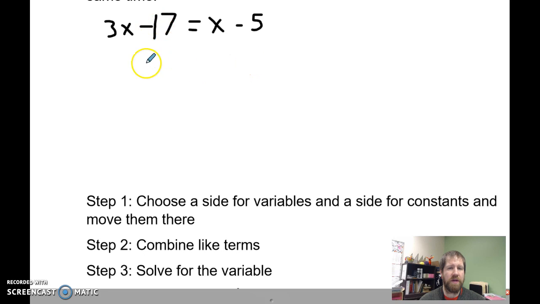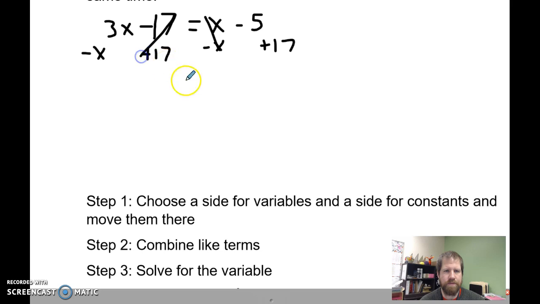So I notice I've got a really large negative constant here. I'm going to want to move this one. And then this 3 is greater than 1, so I'm going to move this one. Subtract 1x. I'm just going to use that. Subtract x. Whatever I do to this side, I have to do to this side.